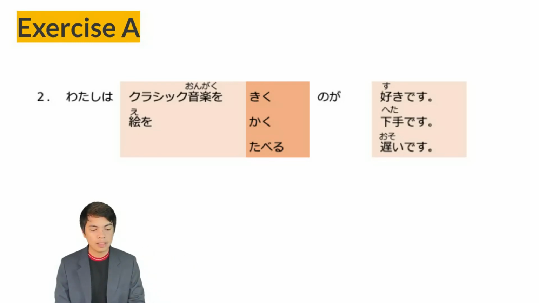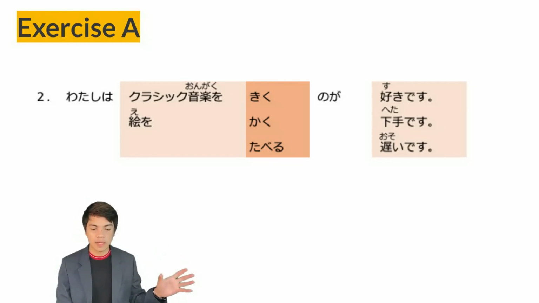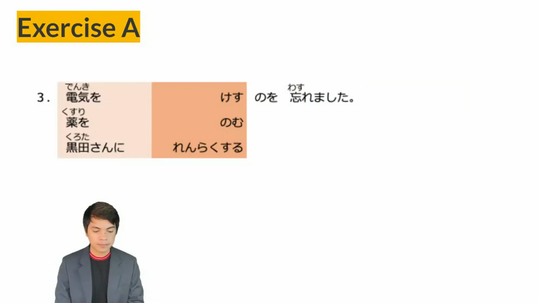Next line. 私は絵を描くのが下手です。So, 下手 means poor at or not good. I'm not good or I'm bad at drawing pictures or painting. Next line. 私は食べるのが遅いです。So, 食べる means to eat. Taberu no ga, eating. Osoi desu is slow. I'm slow in eating.